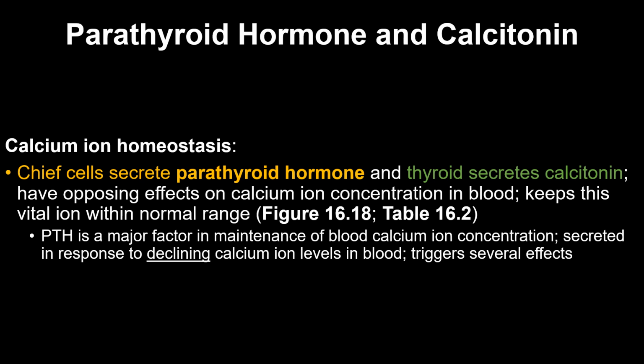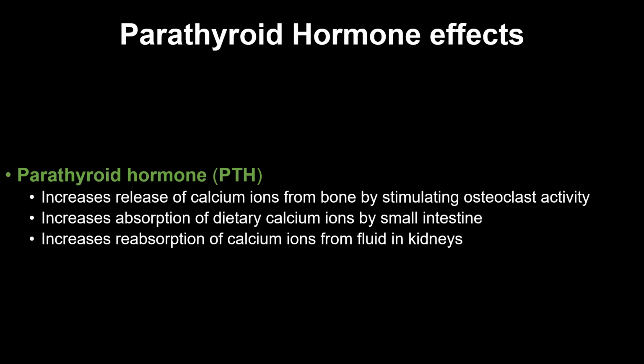PTH is secreted in response to a declining blood calcium ion concentration in a condition known as hypocalcemia. And it has several actions to raise the calcium ion level of the blood through triggering various effects. So PTH induces changes in the osteoblasts that enhance osteoclast activity. I want you guys to remember that osteoclasts are bone-destroying cells that release calcium ions into the blood by breaking down the extracellular matrix of bone. As the osteoclasts degrade bone, calcium ions are released back into the blood.